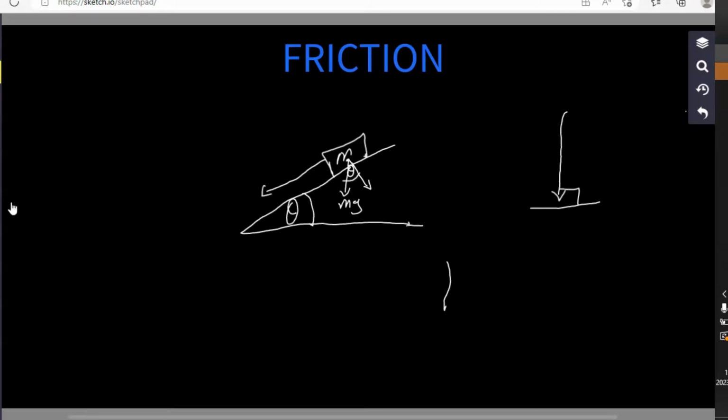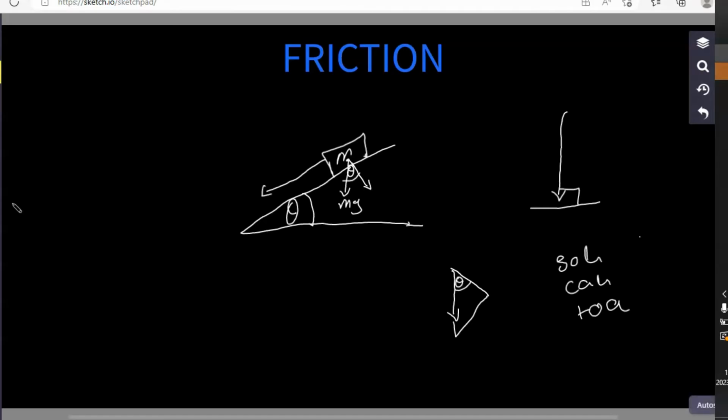This being the weight, mg, and the force that is perpendicular being this one, and then we're going to have the force that is parallel. It will be something like this. This we said will be our theta. We are going to use trig ratios, which is SOHCAHTOA.